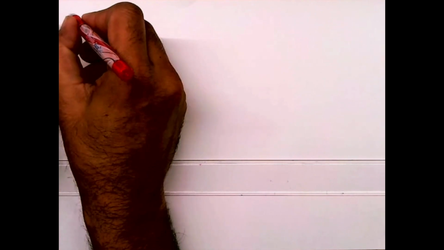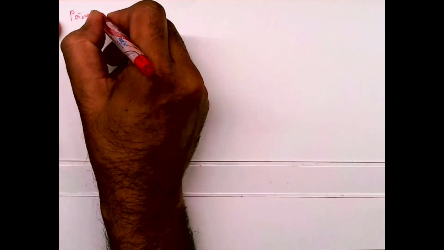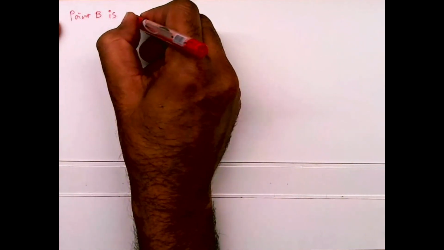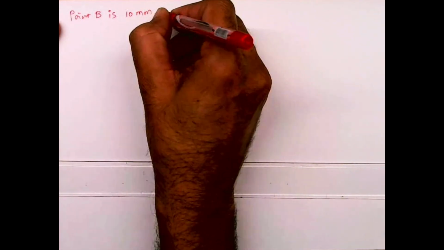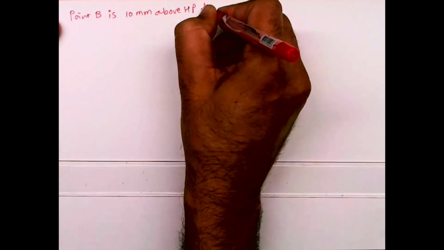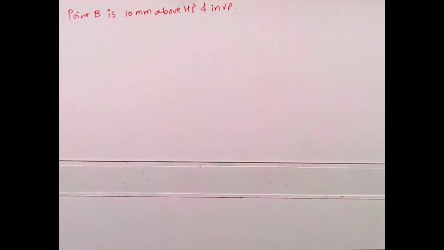Welcome to Technical Drawing. Today we'll see points, projection of points, but I will give you all the variety in this regarding first angle. So now we are reading point B is 10 mm above HP and in VP.